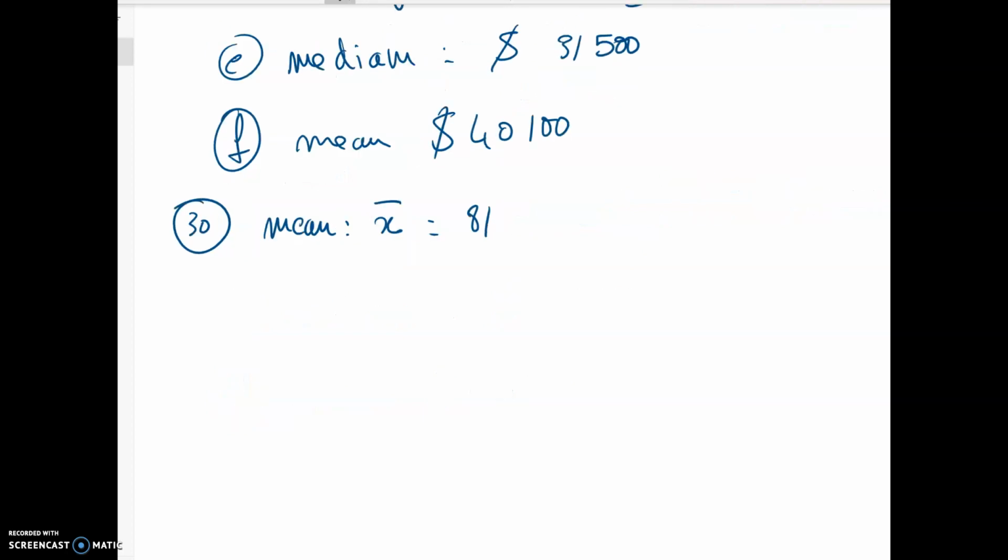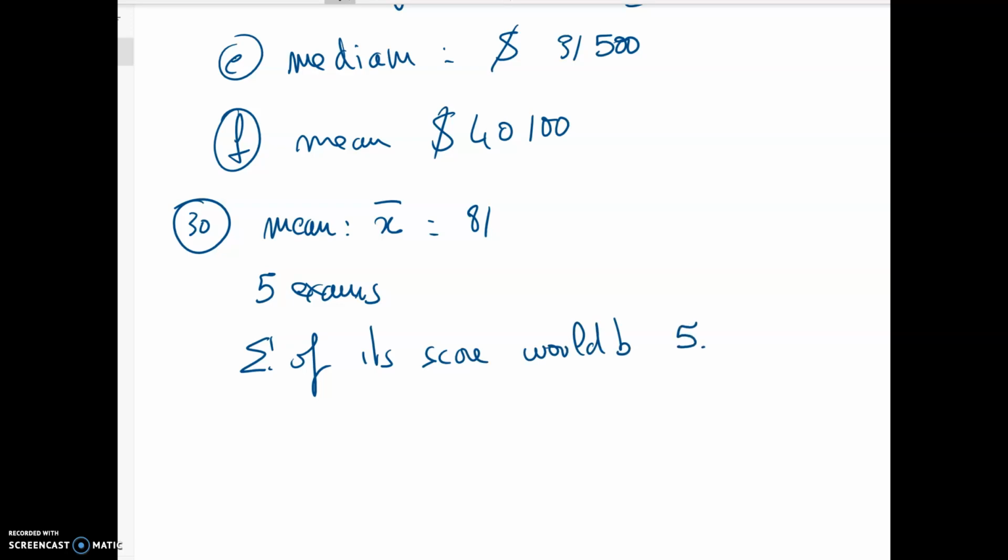On this problem number 30, you have Malcolm's mean average on 5 exams of 81. Determine the sum of his scores. So if there are 5 exams, and the mean would be 81, the sum of his scores would be 5 times 81, which is 405.